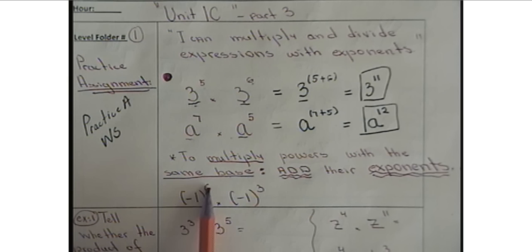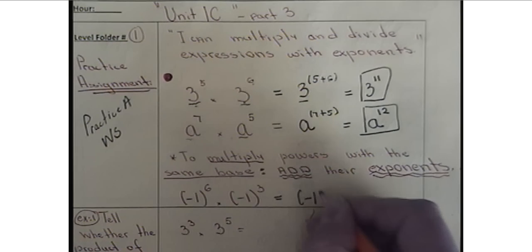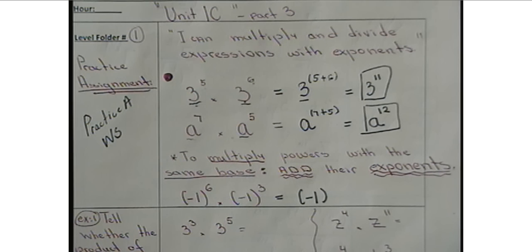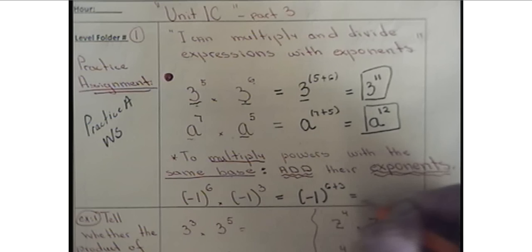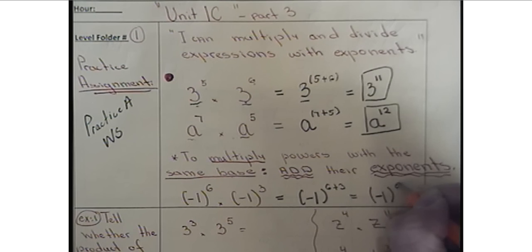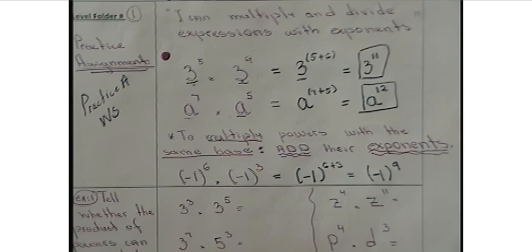And here's another example. Negative 1 to the 6th times negative 1 to the 3rd. Well, negative 1 inside the parentheses is the base, and the exponents will be 6 plus 3, which is a total of 9, so the answer is negative 1 to the 9th power. Very good. So let's go ahead and practice with a few more examples. If you need a little bit more time to finish that, pause the video and then come back. I will continue with the next examples.